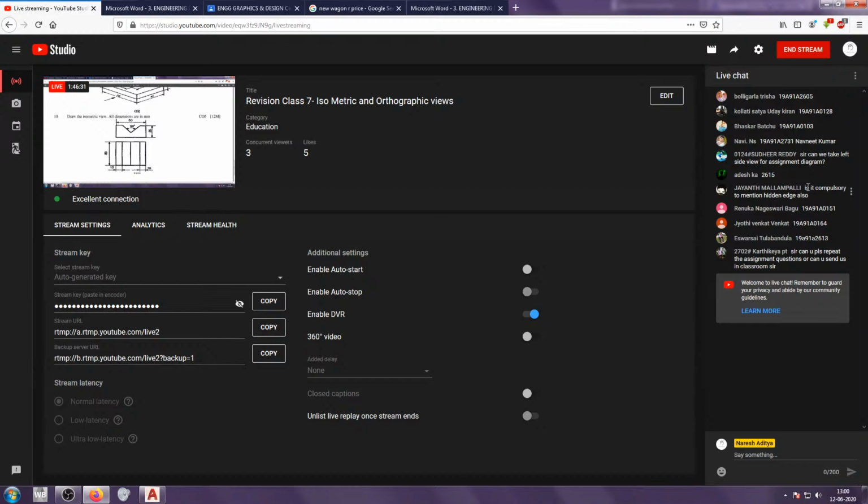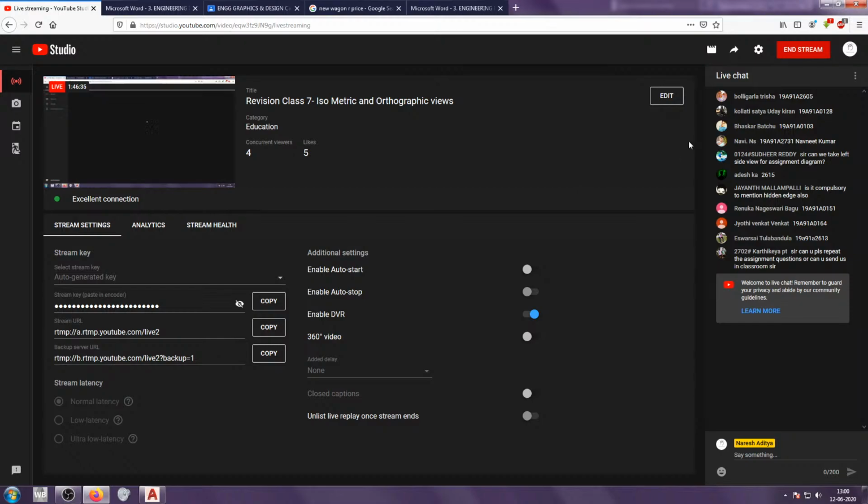Yeah, it is compulsory to mention the hidden edges. If you don't mention the hidden edges, there will be deduction of marks. You have to mention the hidden edges if there are any.